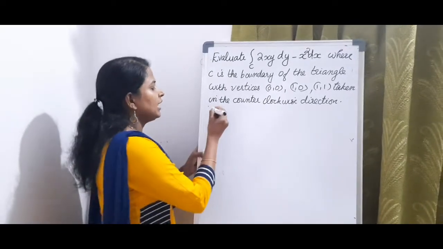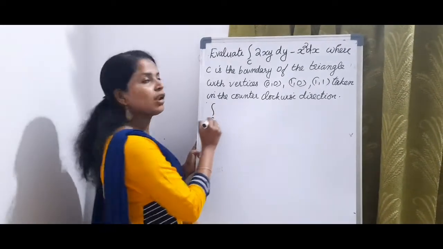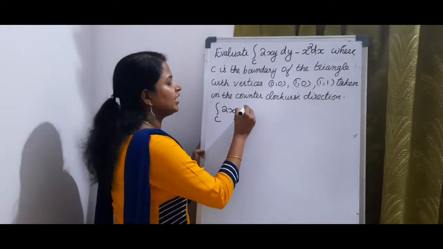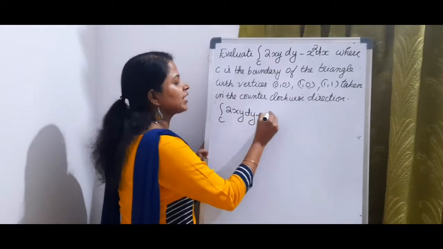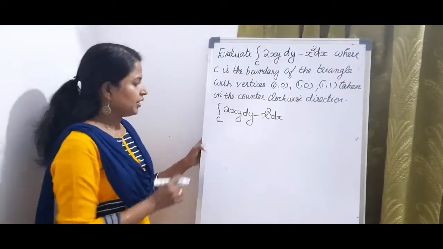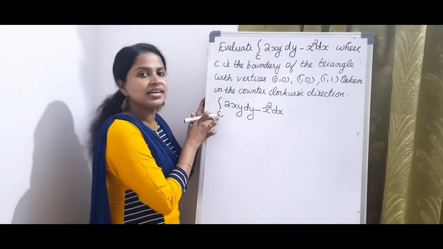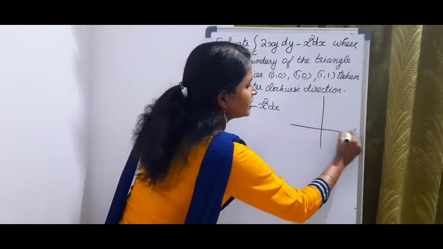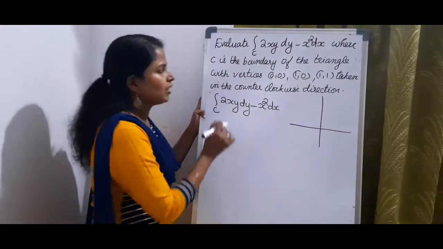Evaluate the integral over C of 2xy dy minus x squared dx. Here, C is the boundary of the triangle.